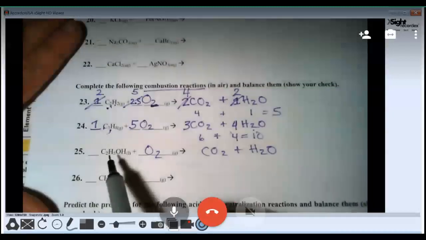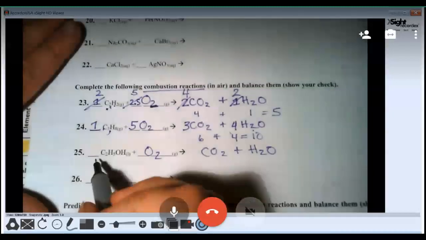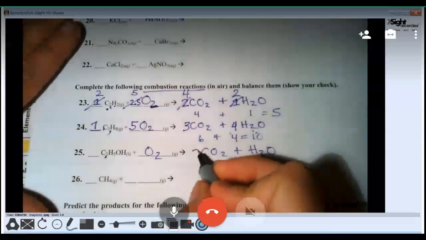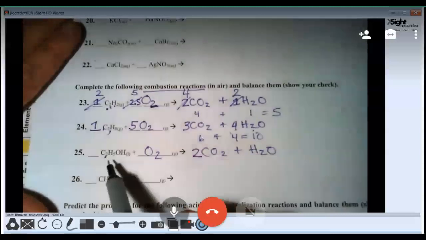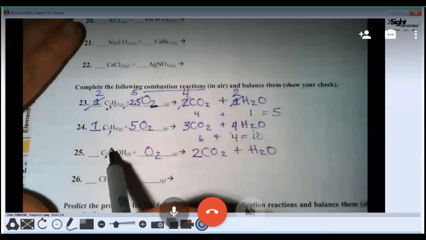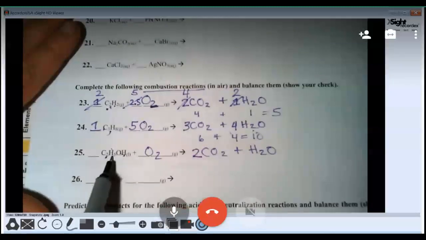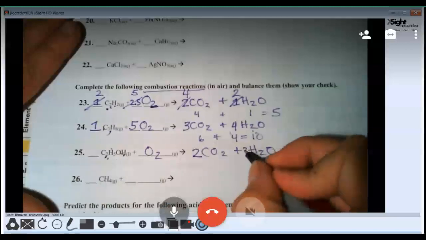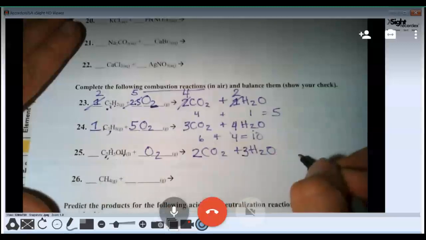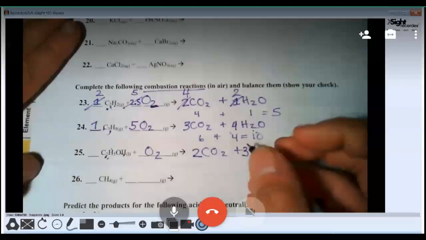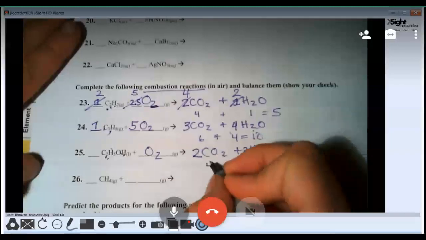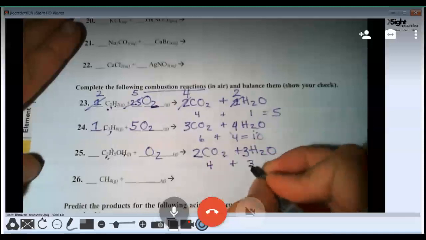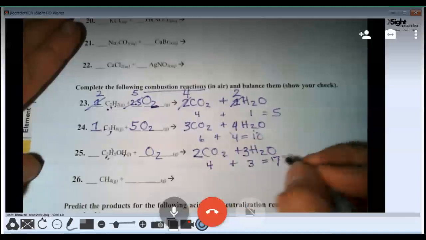Let's look at number 25. So here we have 2 carbons. So I need to fix that by putting a 2 in front of CO2. I have 5 hydrogens plus 1 hydrogen, so I have 6 hydrogens here. So I need to fix that by putting a 3 in front of H2O. Okay, now I need to fix oxygen. So I have 2 times 2, 4 oxygens. And then I have 3 oxygens. That gives me a total of 7.